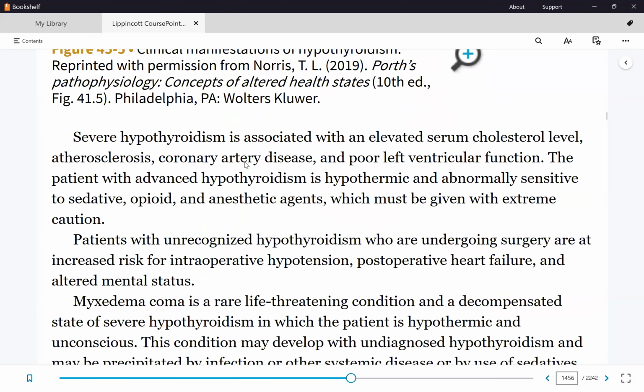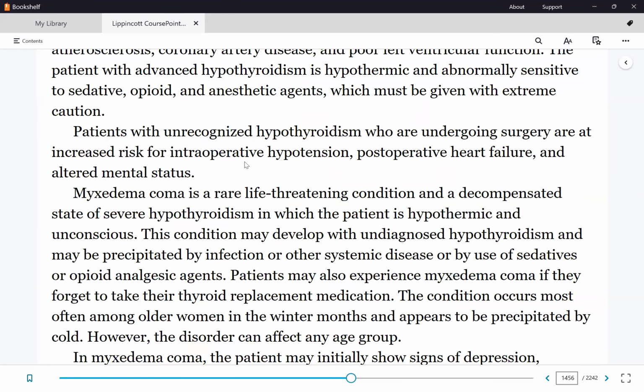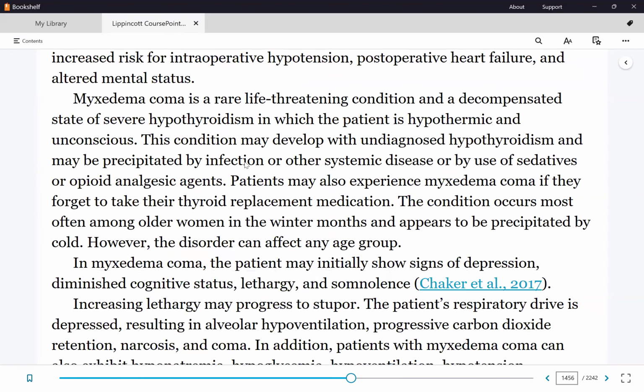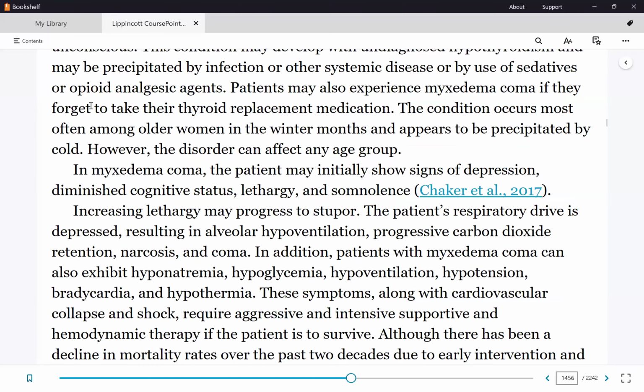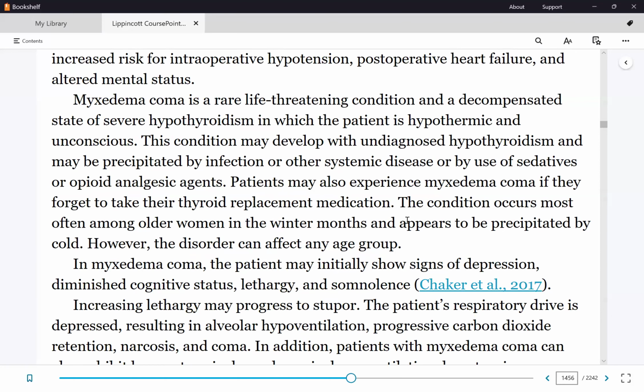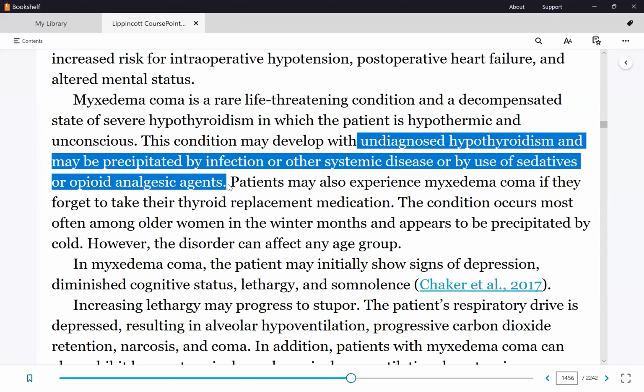Okay. What are the two most common causes again? The patient was not diagnosed, therefore not treated, or the patient was exposed to some stressor, okay, so that they ended up taking inadequate doses of the hormone replacement. So this condition, if you read the rest of the paragraph, again, undiagnosed hypothyroidism or some stressor.